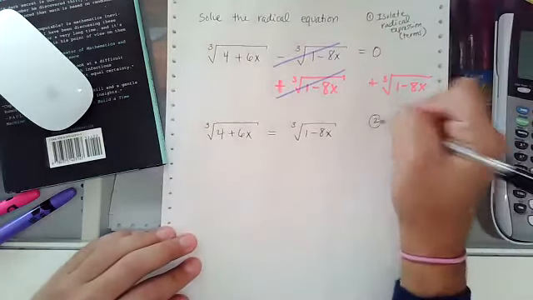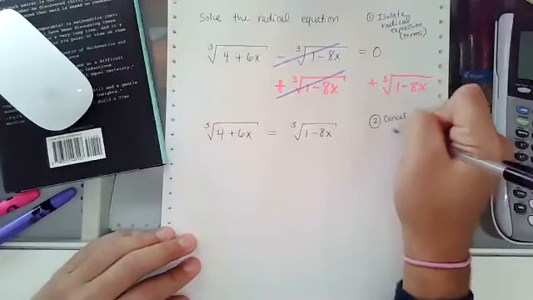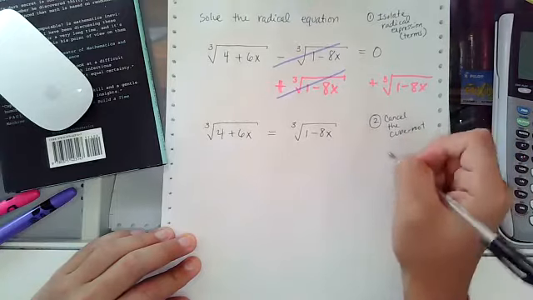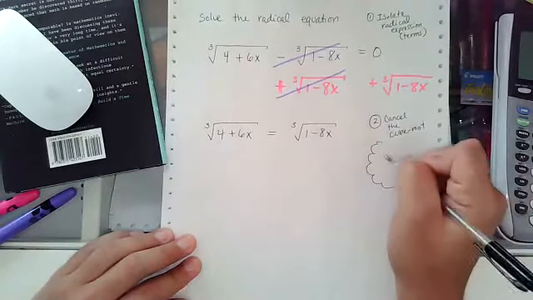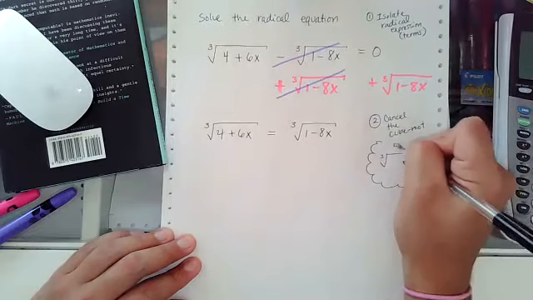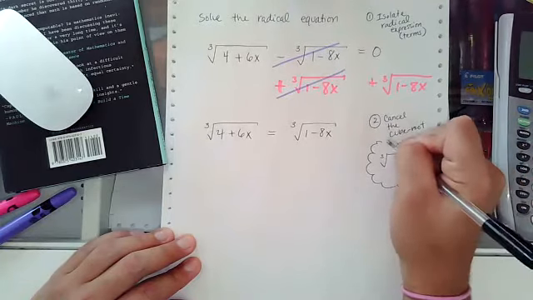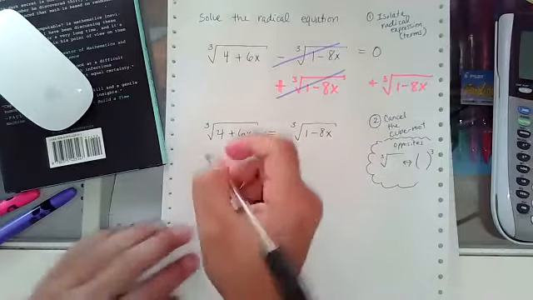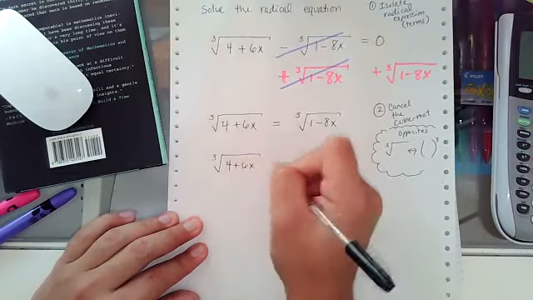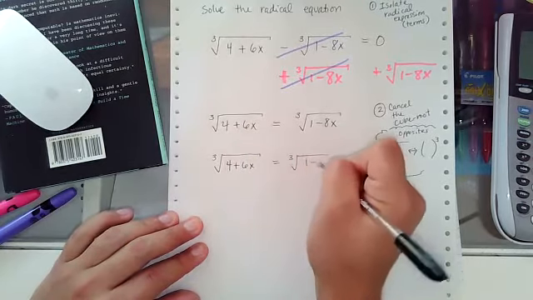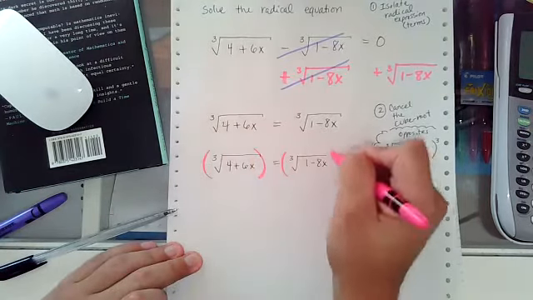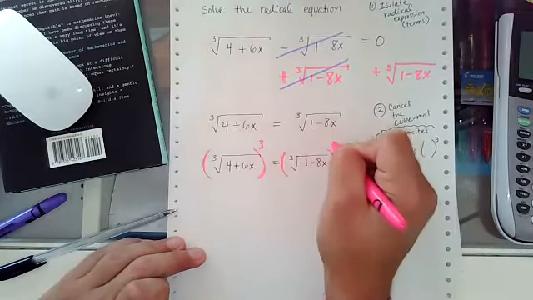But now we can go ahead and cancel the cube root. And that's basically because the cube root is the opposite of raising something to the third power. So what we can do here is, I'm going to just rewrite the problem. 4 plus 6x in the cube root of 1 minus 8x. Throw some parentheses around both sides of the equation, and then raise both sides to the third power.